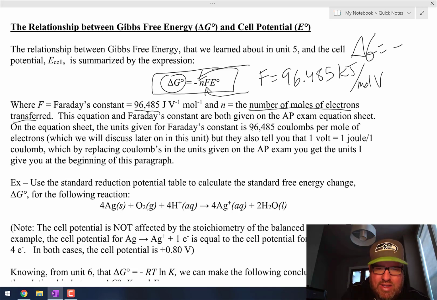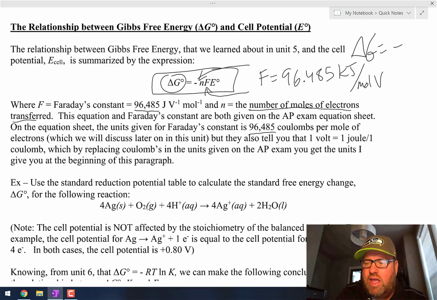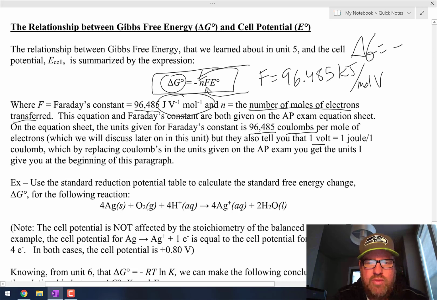And again, it's written as 96,485. But on there, it does say coulombs per mole. And coulombs is something we are going to talk about in one of these next few videos. But they also tell you that a volt is equal to a joule over a coulomb. Basically, it's a joule over volt mole. That's what you need to know. We'll get to coulombs in a future video. So you replace coulombs in that equation, you get joules over volts mole.